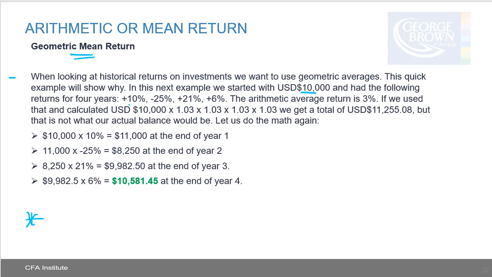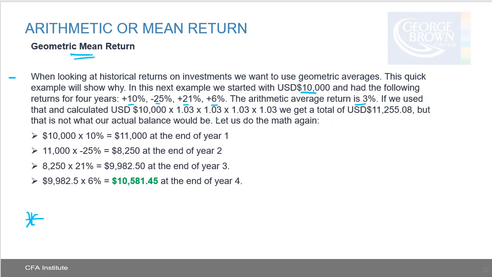In first year, we had 10% return. Second year, there was negative 25% return. Third year, positive 21% return. And in year 4, there was a positive 6% return. So the arithmetic average would be 3%. Plus 10 minus 25 plus 21 plus 6 divided by 4 gives us 3%.